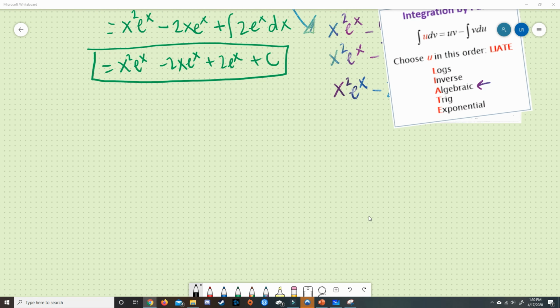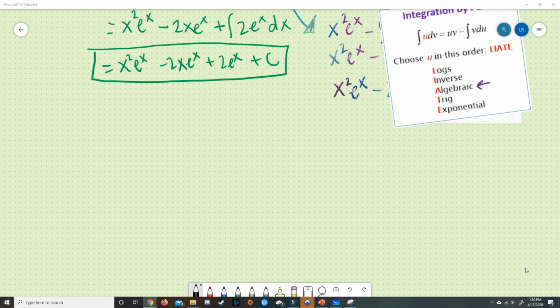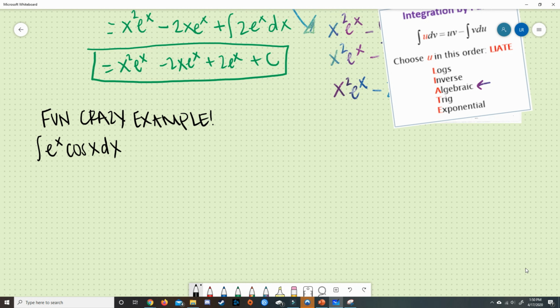All right, the last example that we're going to do is going to be insane. Your mind is going to be blown, I think. So this example, I'm not even going to give it an example number. We're going to call this a fun, crazy example. And we are going to find the integral of e to the x cosine of x dx.